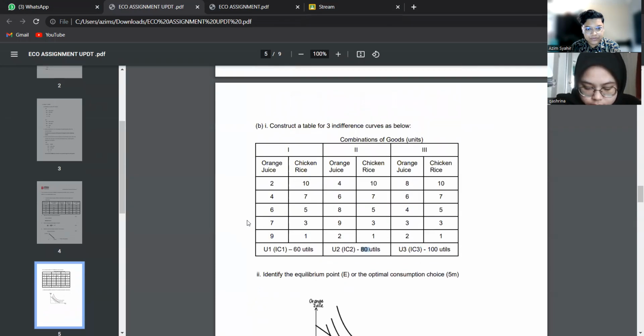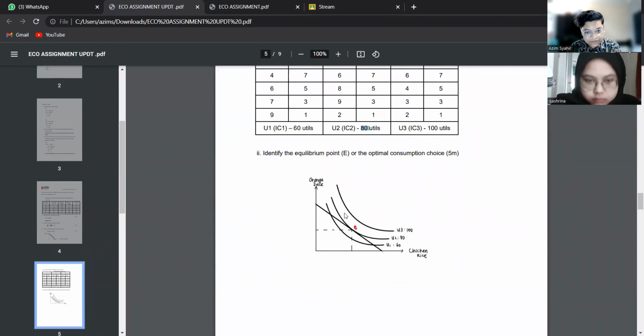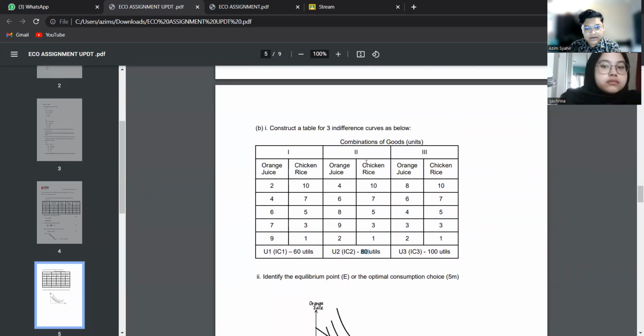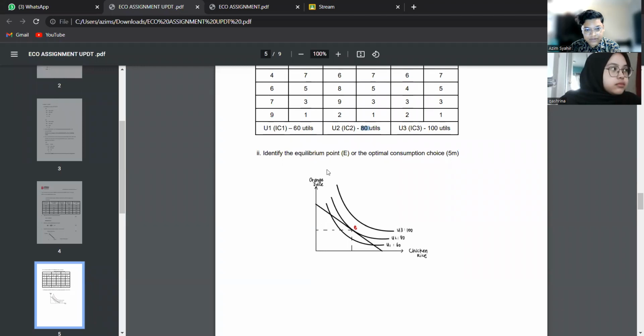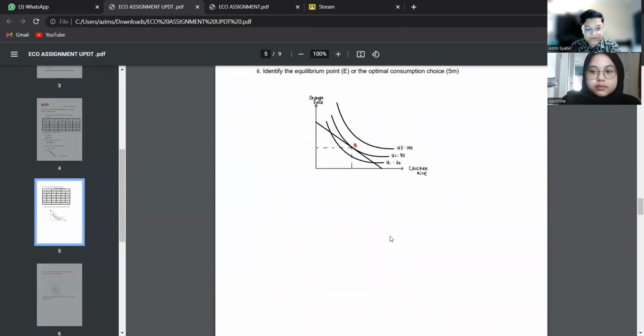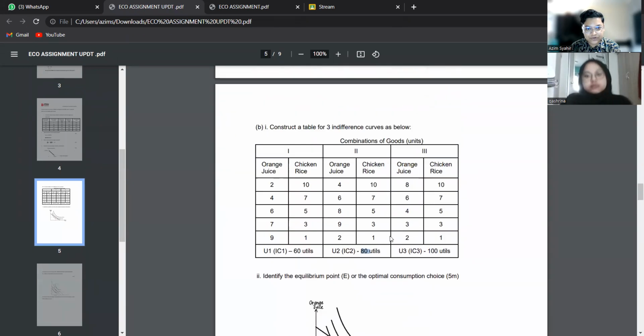As for 2B2 Roman, if we draw the indifference curve from this combination of goods, we can see that we will get E, equilibrium, or the optimal consumption choice on U2, which will be 80 utils, because it's still an indifference curve, but it still touches the budget line. Therefore, it is within our budget to buy from 80 utils, and it still maximizes satisfaction. Okay, that's all from me for question number 1 and 2A and B.